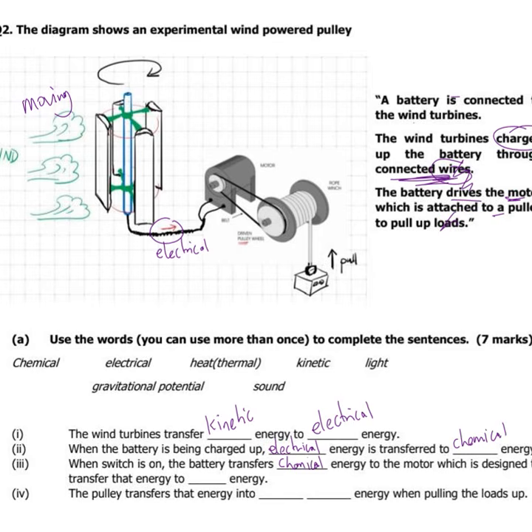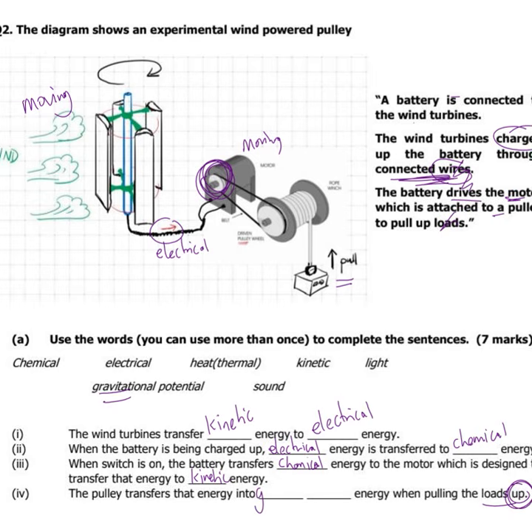The motor is designed to transfer this into what? It's designed to transfer this into kinetic energy, because the motor is moving. The motor is rotating, so this thing turns. And now what happens is, when it turns, the pulley transfers energy when it's putting it up. So where is it? Up. So if it's going up, so therefore it's going to be, so look, gravitational.